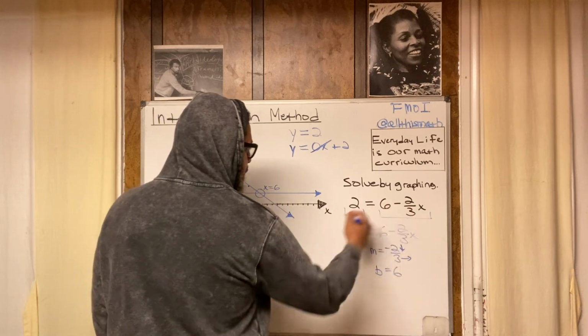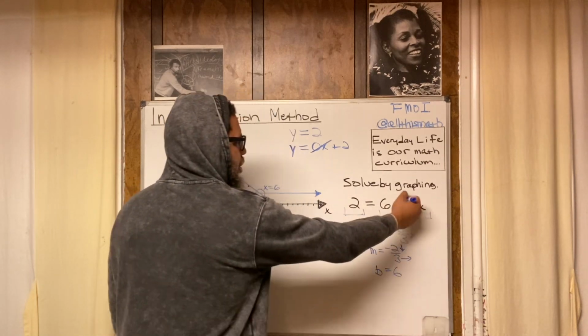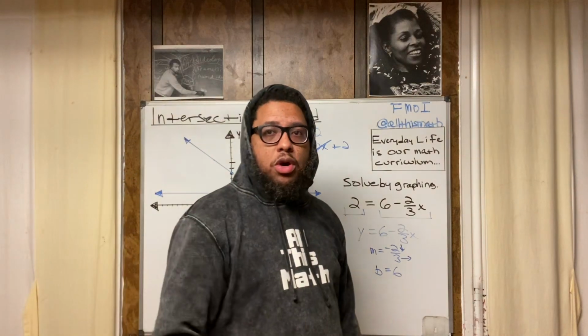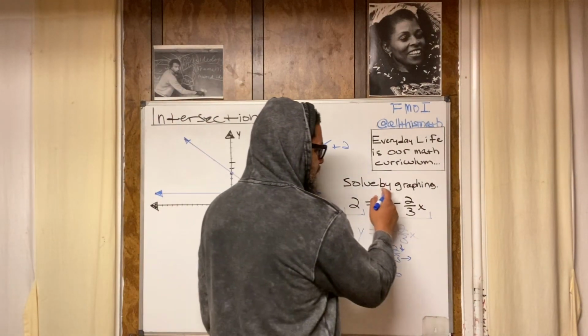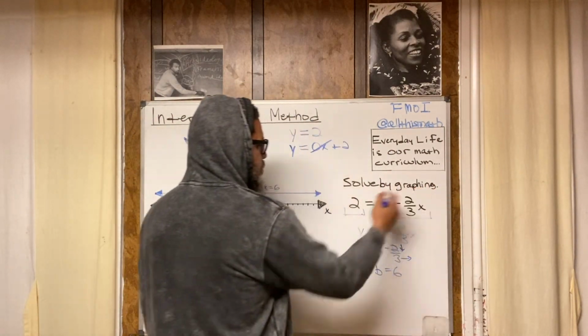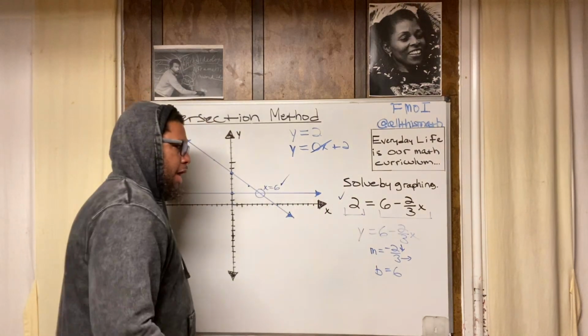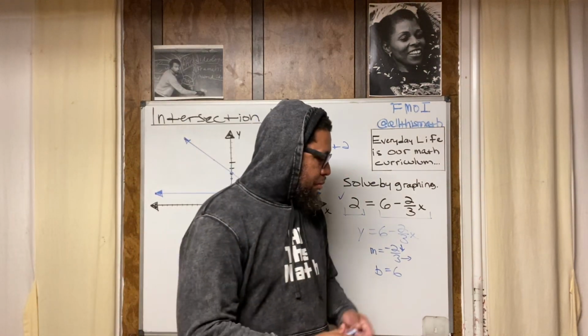Let's go over here and check our work. So what's 2/3 times 6? Actually, -2/3 times 6 is -4. And then we got 6 minus the 4. 6 minus 4 is 2. So that means this is correct. X equals 6. All right.